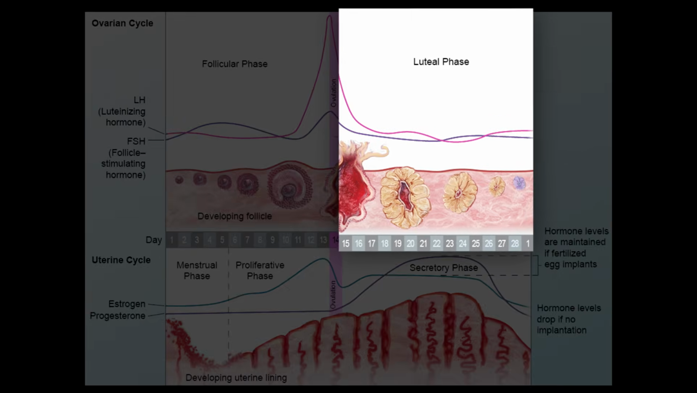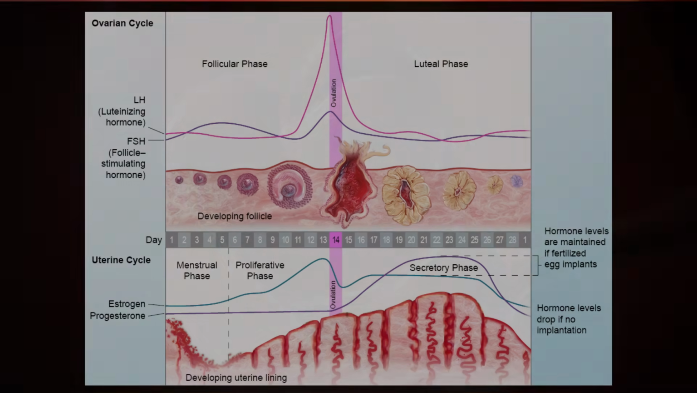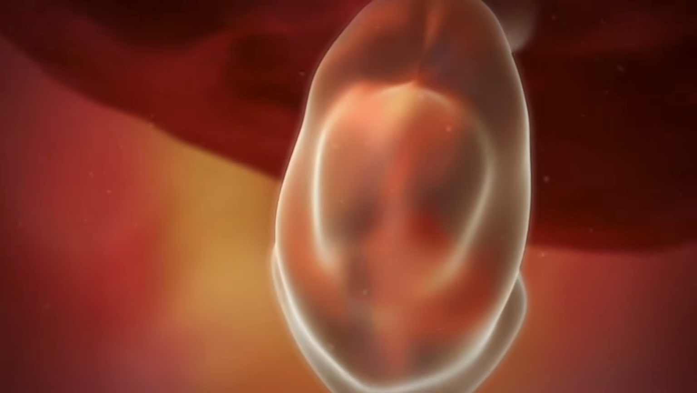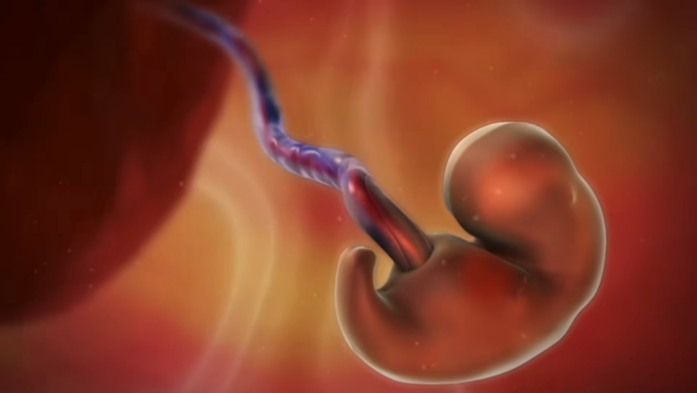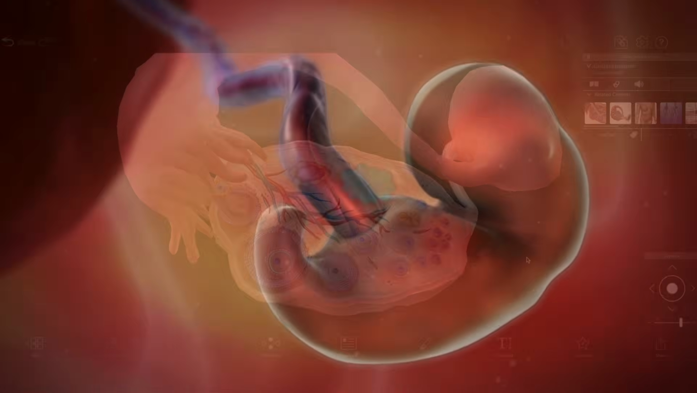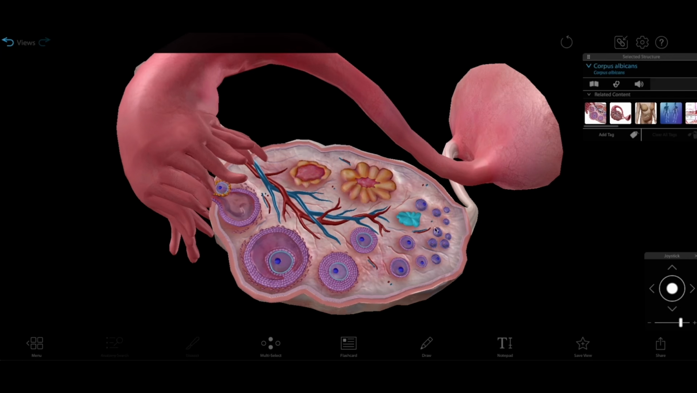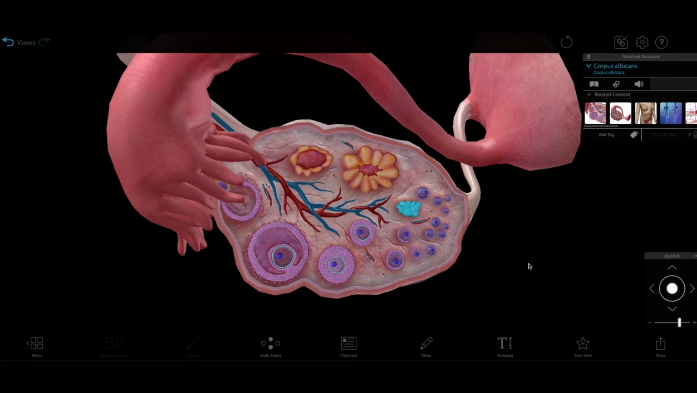If the egg wasn't fertilized, luteolysis, the breakdown of the corpus luteum, will begin after around 10 days. If the egg was fertilized, the corpus luteum will produce progesterone for around 12 weeks. After that, the placenta will take over progesterone duty, and the corpus luteum can break down. Luteolysis leaves behind a scar-like structure called the corpus albicans.